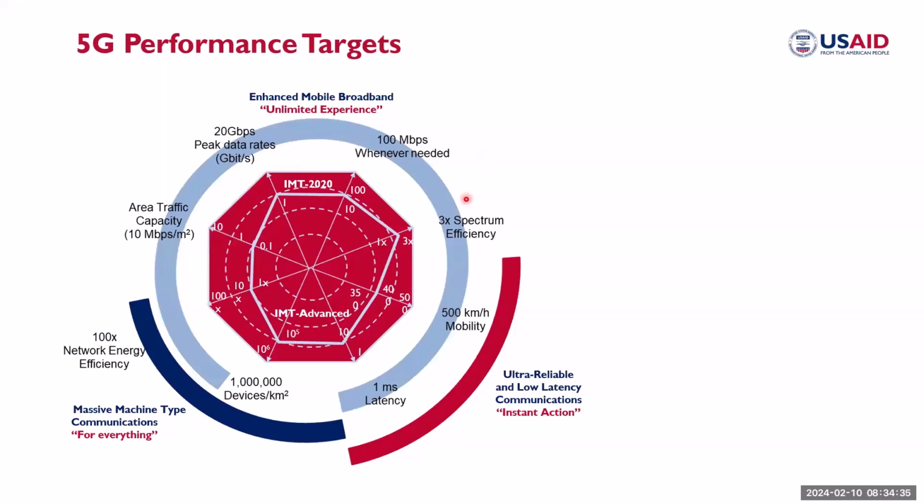Okay, it's 3 times the spectrum efficiency, the air traffic capacity of 10 megabits per second per square meter, and then this one on the massive machine type communication, like a million of devices per square kilometer and 100 times network energy efficiency. And then yun nga kanina, I think nakita ko sa tanong kanina, is 1 millisecond latency for ultra reliable low latency communication, which is instant action.